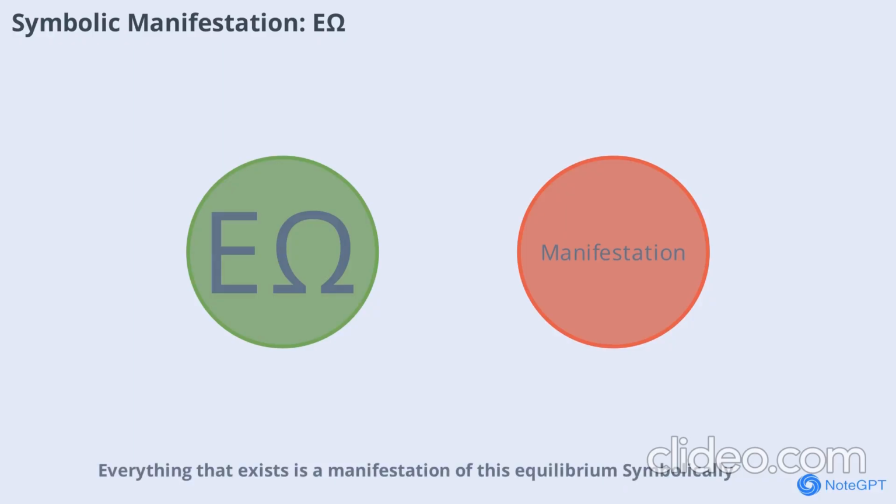Everything that exists is a manifestation of this equilibrium. Symbolically, for all X ∈ *, X ⊂ Ω. This means every entity, event, or universe is an expression of the underlying cosmic balance.